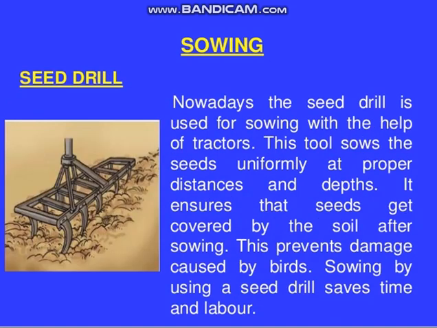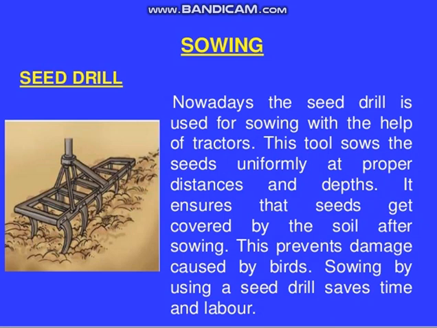Another tool is the seed drill. Nowadays, the seed drill is used for sowing with the help of tractors. This tool sows the seeds uniformly at proper distance and depth. It ensures the seeds get covered by soil after sowing. This prevents damage caused by birds. Sowing by using a seed drill saves time and labor.